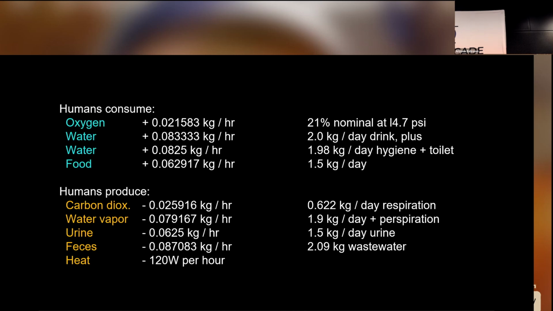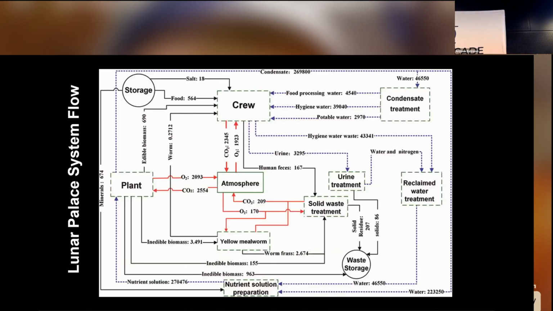If you have only one agent, it is easy to track what's going on. But what happens when you put several humans in a closed habitat? What happens when you add plants? What happens when you add other things? You get something that looks like this.